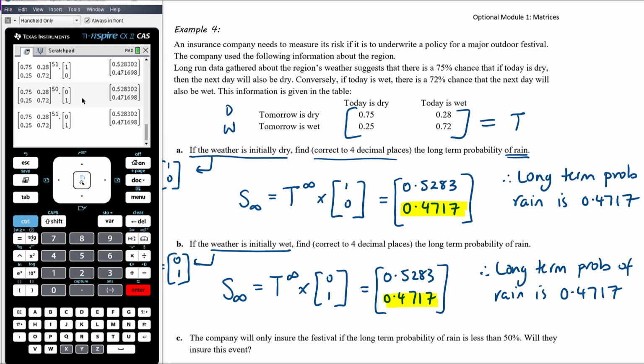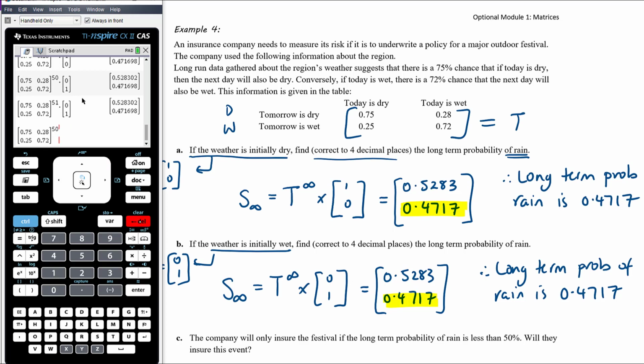So one of the features of the steady state solution is that not only have we reached a point where things will remain the same from there on out, it's also independent of the initial state. Regardless of whether it was wet initially or dry initially, the long-term probability of rain is 0.4717. So if you want to work out what's happening in the long term, you actually don't need an initial state at all.